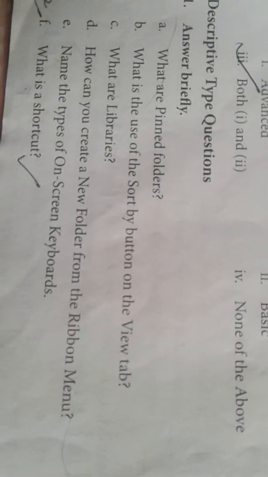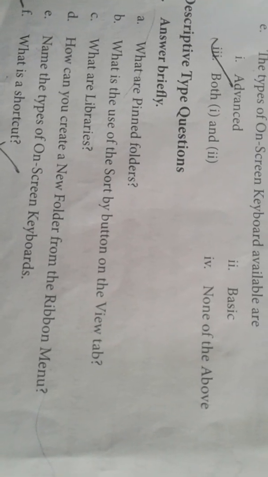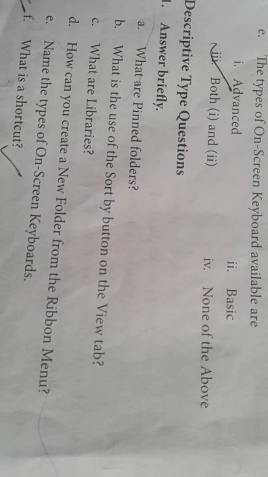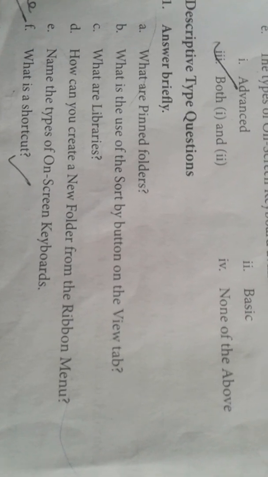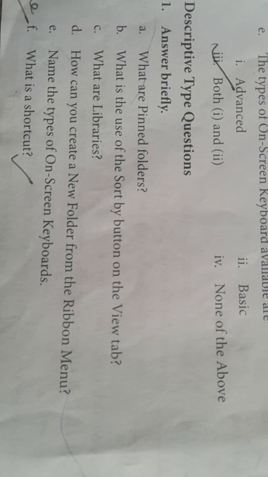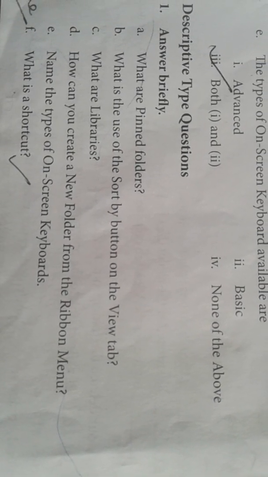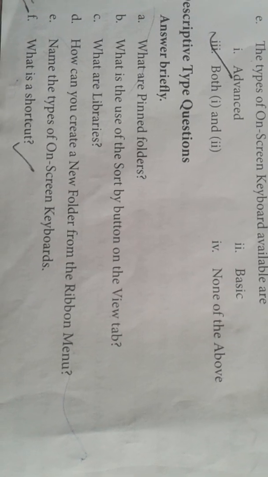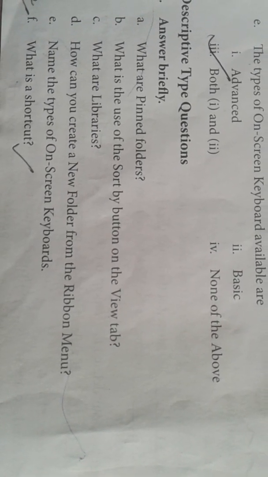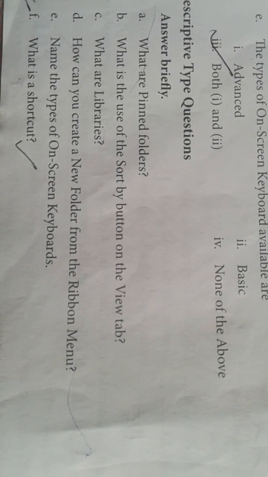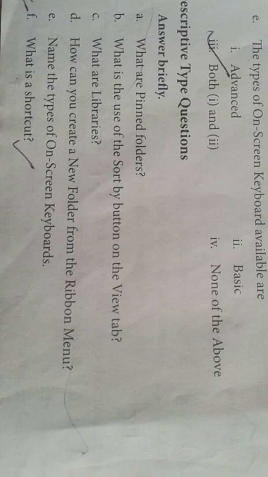So now moving forward to the next question. What is the use of the sort by button on the view tab? The sort by button arranges the files and folders in various options. The folders are displayed as per the selection mode in the sort by menu. The folders can be displayed in ascending or descending order of the file and folder names.